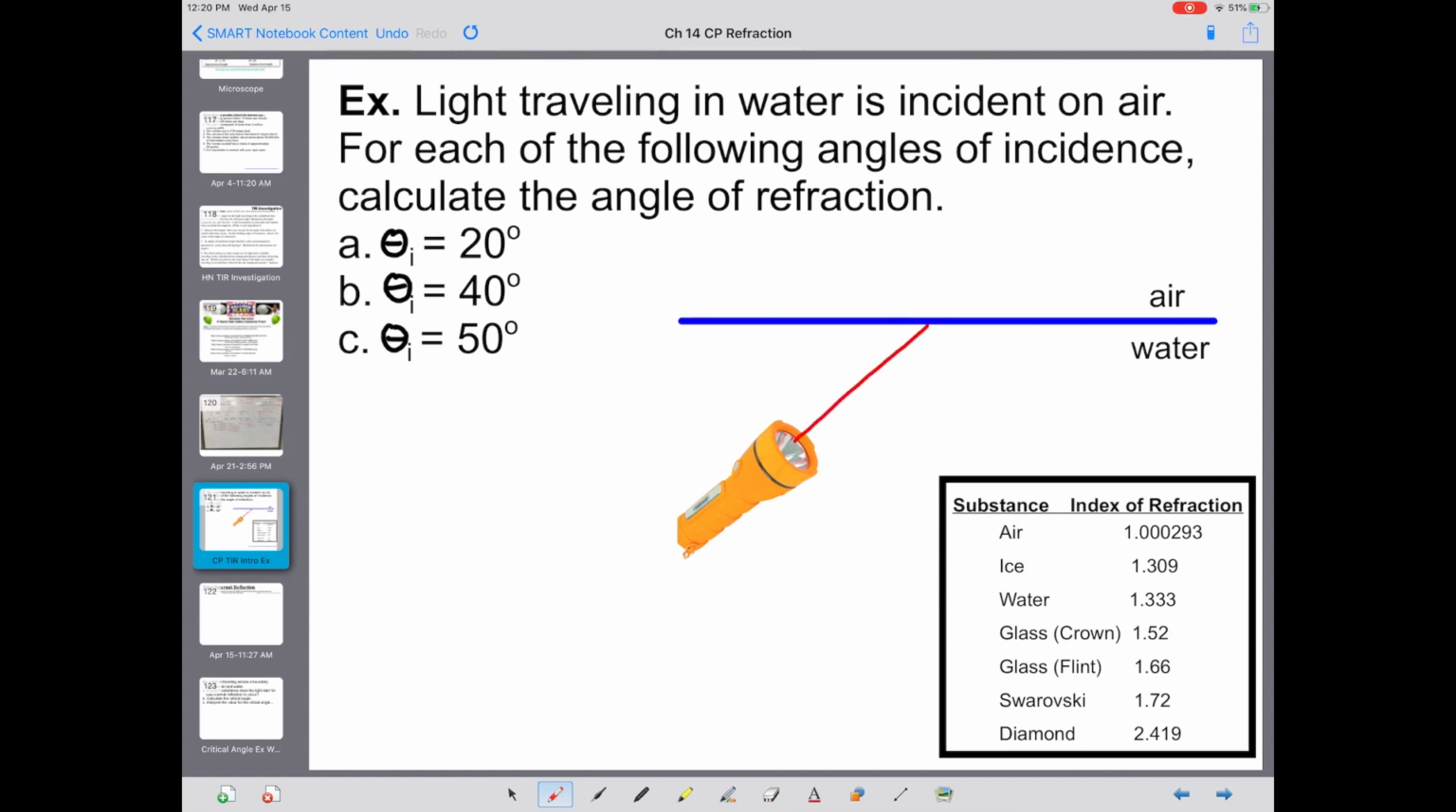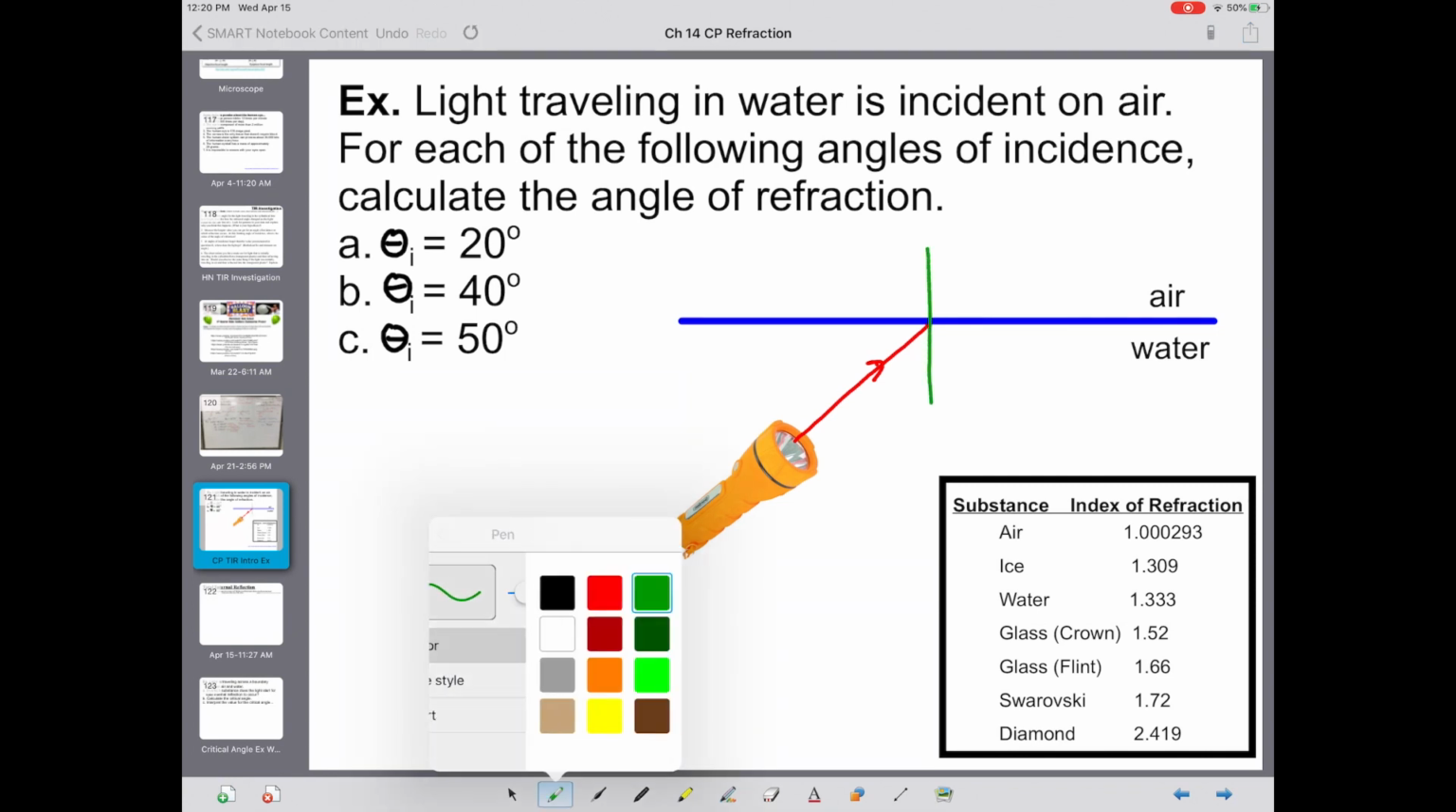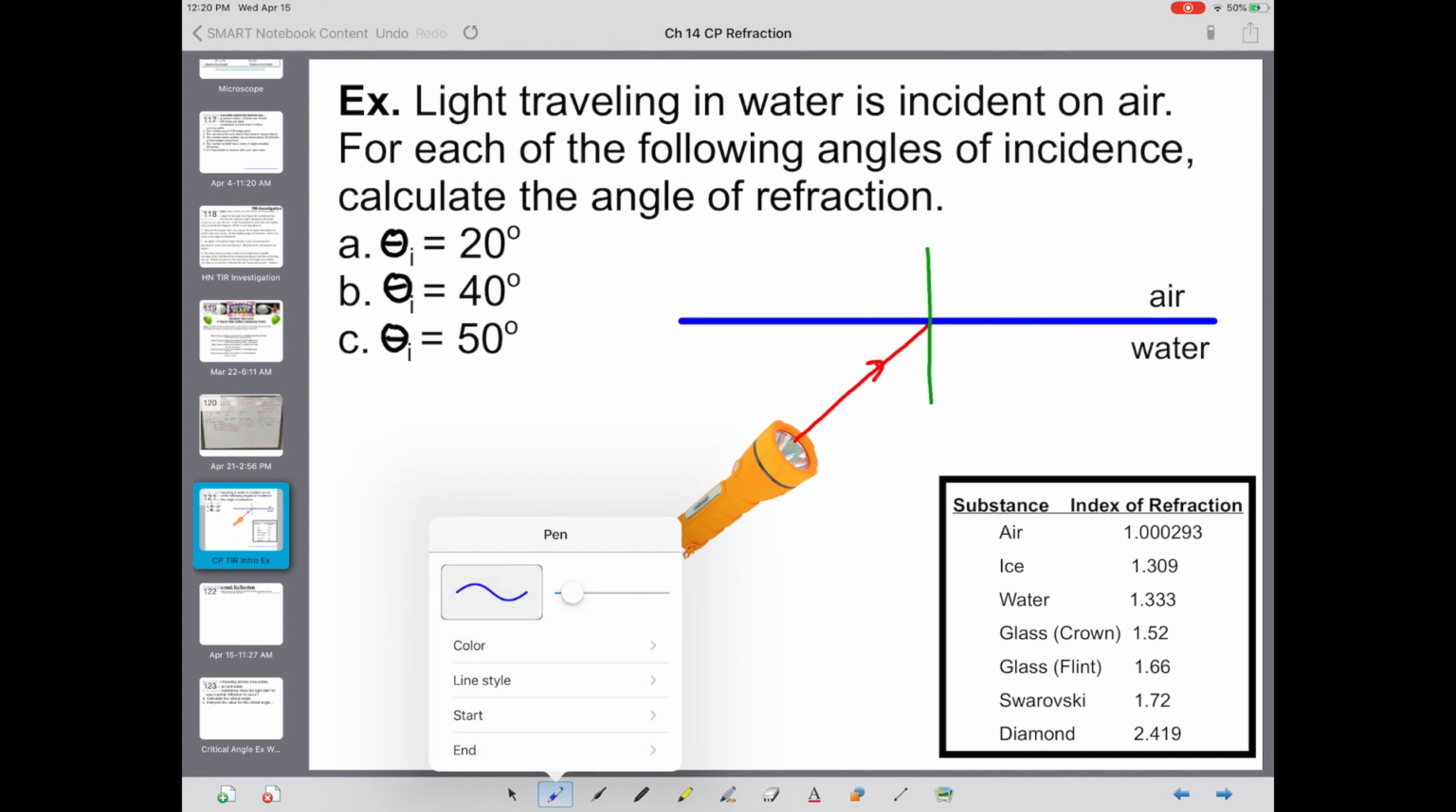So then if we follow a ray of light from our flashlight up towards the boundary, in terms of the refraction, I'm going to draw the normal to the surface in. So, a perpendicular line to the surface. Think about what direction this light will bend.